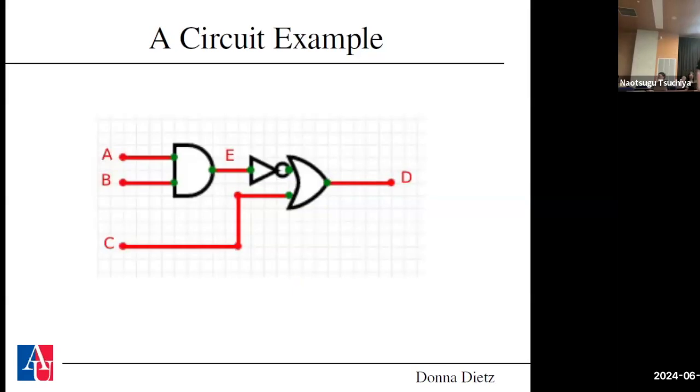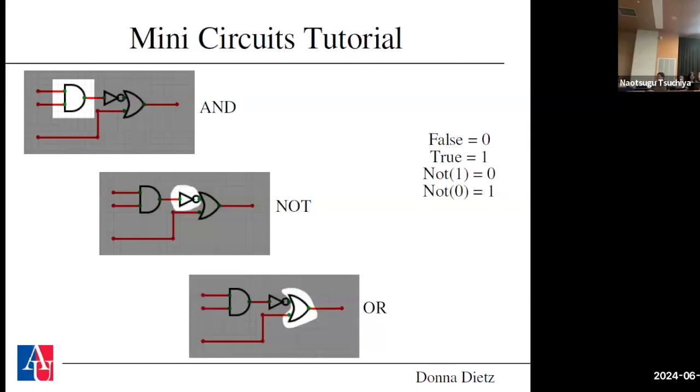Because he said this would make more sense. It would give me some more complexity. So I said, okay, let me just hook together, let's say you don't know what circuits look like. So mini tutorial: this guy is an AND gate. This guy is a NOT gate. This guy is an OR gate.